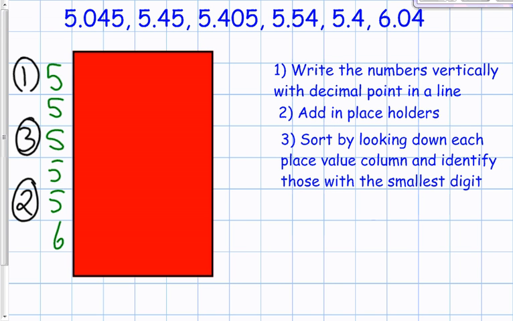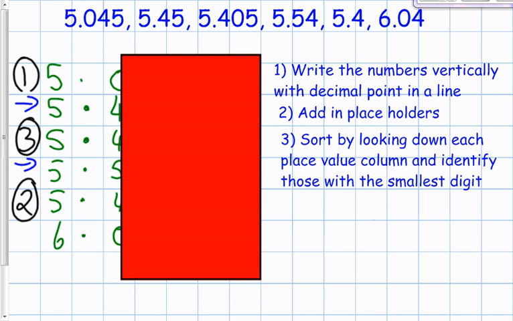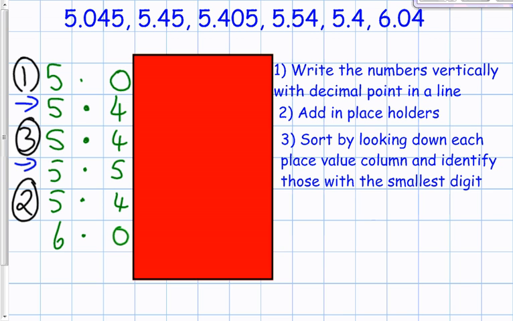So we're starting off, we can see that both these must be smaller than the 6, so we're going to focus on these 2. Then we go to our next one, and we can see that the 5.4 must be smaller than the 5.5, so this must be number 4, this must be number 5, and we're left with 6.0 as our 6th in line.